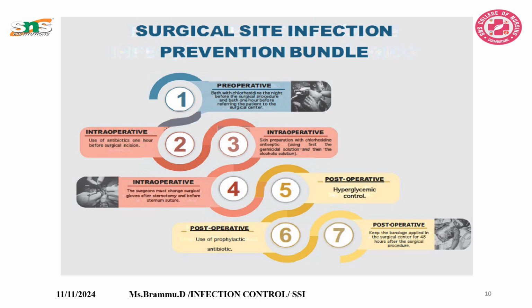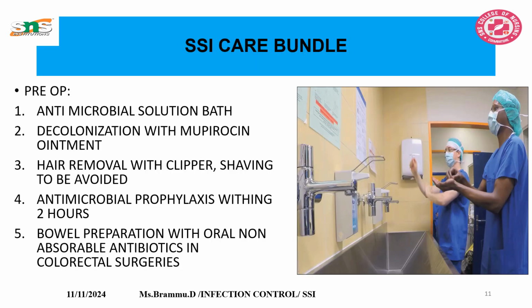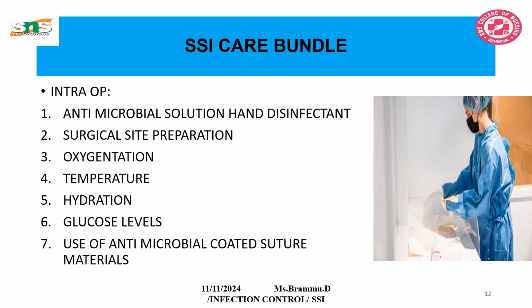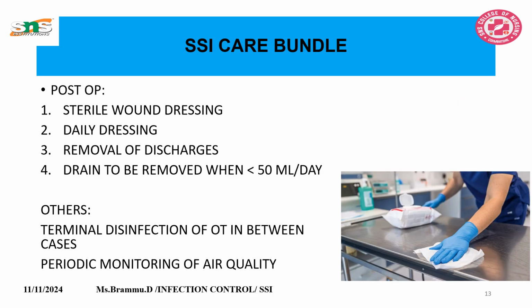And in the post-operative period, we check for the first 48 hours whether the patient is having proper care of the wound. So these are all things we already discussed. In intraoperative, especially see that the surgical site preparation is proper, and throughout the procedure the oxygen, temperature, hydration level, and glucose level should all be maintained at normal levels. And in the post-operative, daily dressing changes, removal of discharges, as well as sterile wound dressing, and if necessary, the drain can be removed if it is minimal, that is less than 50 ml per day.